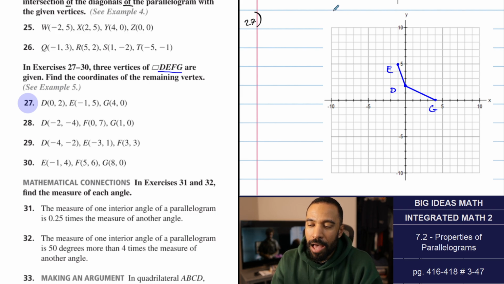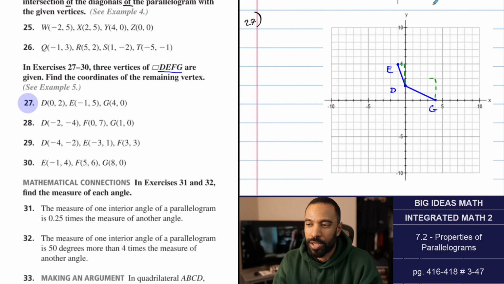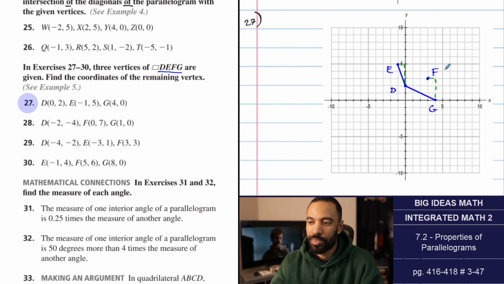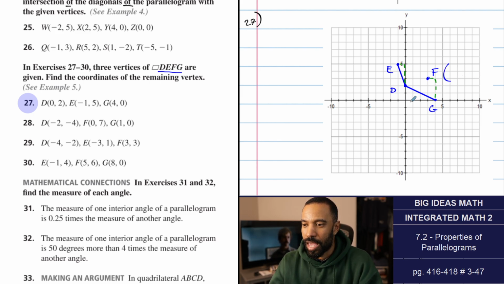Anyway, how does D go to E? Because D is like the G of this thing, where it goes up 3 and left 1. So for G, we also got to go up 3 and left 1. And we're going to find our F value right there. That's going to complete the parallelogram. F is at (3, 3). That is the answer to that.